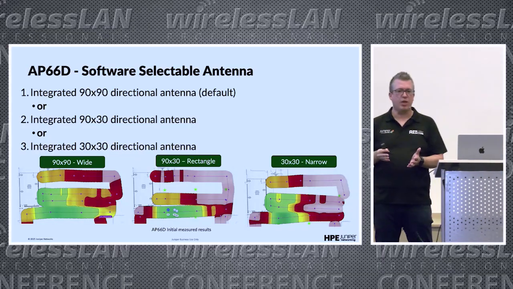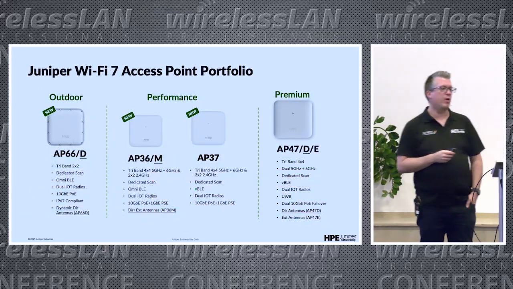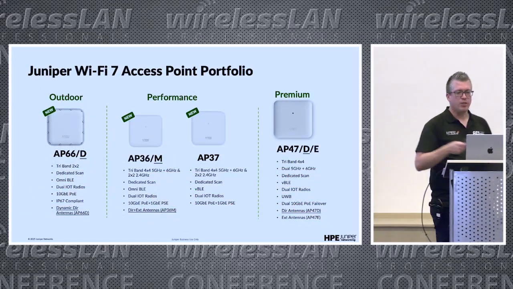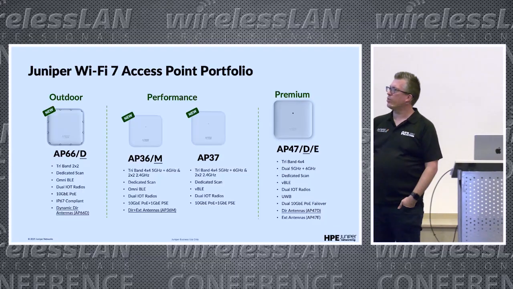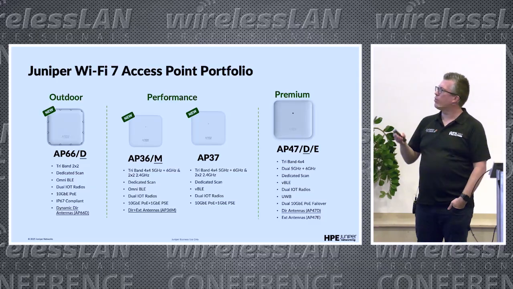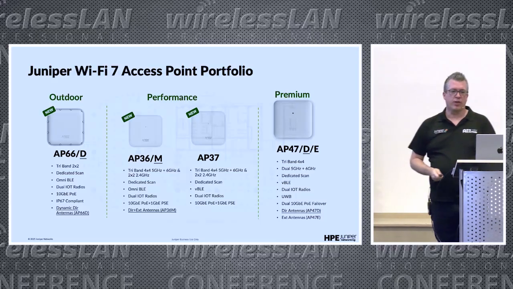Lastly, we have a 30 by 30 pattern, and then we can actually get that pencil-type beam width if we're going to be doing something like a point-to-point link. So we have this ruggedized AP66D, directional. It can be used indoors or outdoors. We don't need to do any additional weatherization. 36M, 47D, and they can do those directional patterns.